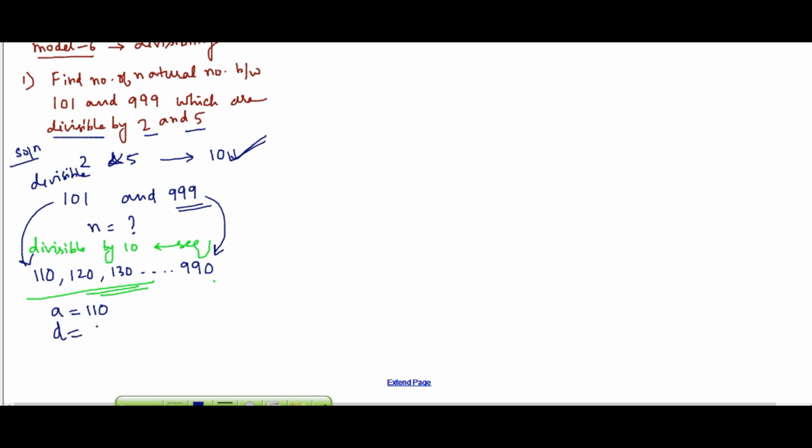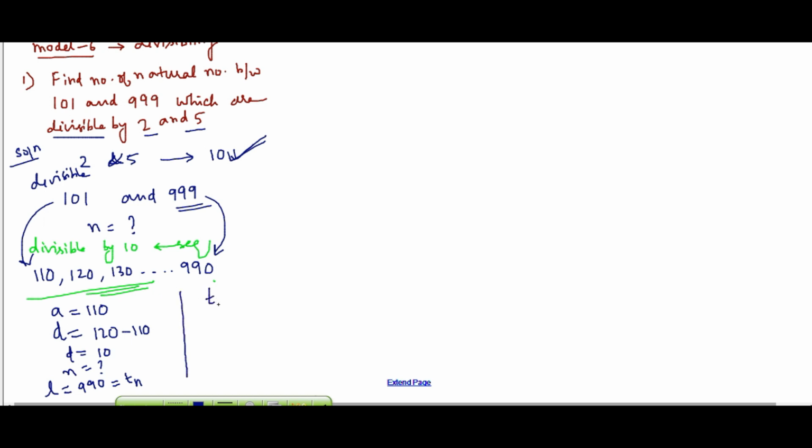d is how much? Obviously it should be 10, correct? It is divisible by 10, which means it should have a difference of 10. 120 minus 110 is 10. For those who don't understand, I have written that also. And the n value we don't know. And what is the last term here? It is given as 999, and we got 990 in the sequence. So l is 990, which can also be called T suffix n, correct?